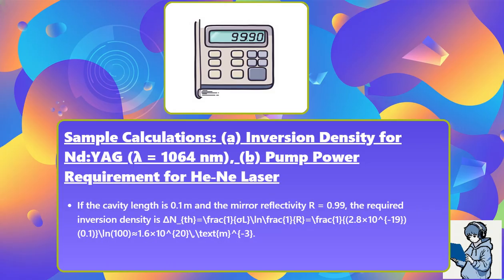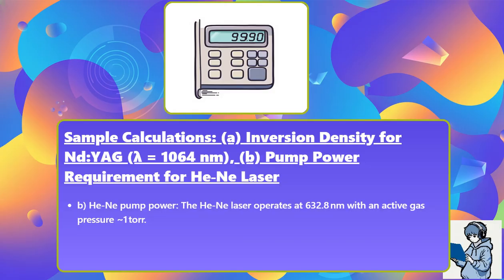If the cavity length is 0.1 meters and the mirror reflectivity R equals 0.99, the required inversion density is delta n sub th equals 1 over sigma L times natural log of 1 over R equals 1 over 2.8 times 10 to the minus 19 times 0.1 times natural log of 100, approximately 1.6 times 10 to the 20 per cubic meter. He-Ne pump power.